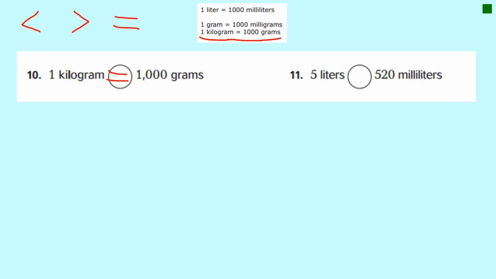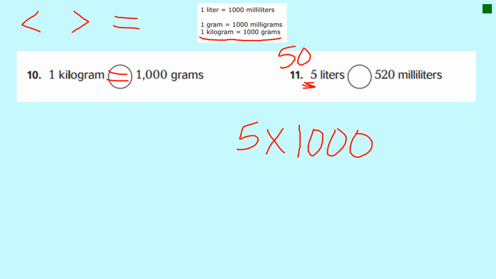All right, so now number 11, 5 liters compared to 520 milliliters. Okay, so let's change these 5 liters to milliliters. So let's look at the chart. 1 liter is 1,000 milliliters. So 5 liters, and each one has 1,000 milliliters in it. So that's 5,000 milliliters. That's the abbreviation there for milliliters. So is 5,000 greater than 520? I would say so. A lot greater, right? All right, beautiful. We did that compare section so quickly.